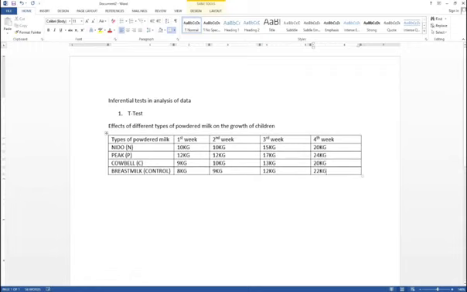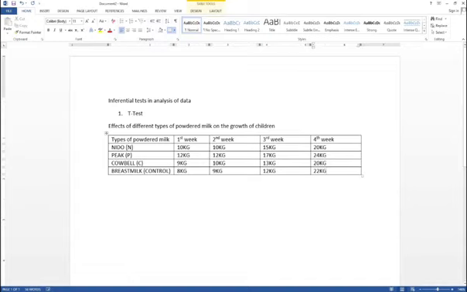In this case, we have the types of powdered milk being qualitative. You can see they are not measured, they're just different types of milk. And then they are independent variables. Whereas the weights we have are quantitative. It can be measured, you can weigh, you can measure the weight. So they are quantitative variables and they are dependent. The weight you have for each week is dependent on the type of milk that was taken.